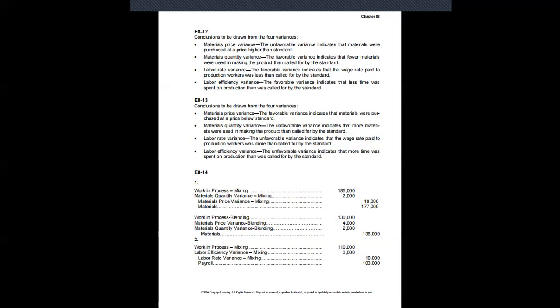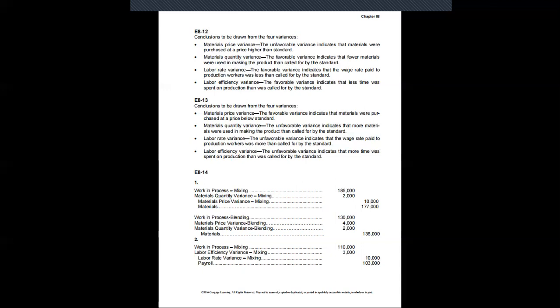Second entry is to debit the work in process account in the blending department for 130,000. Then we debit the material price variance in the blending for an unfavorable variance of 4,000, and debit material quantity variance in the blending for 2,000, still unfavorable, and credit materials for the actual amount of direct materials used for 136,000.